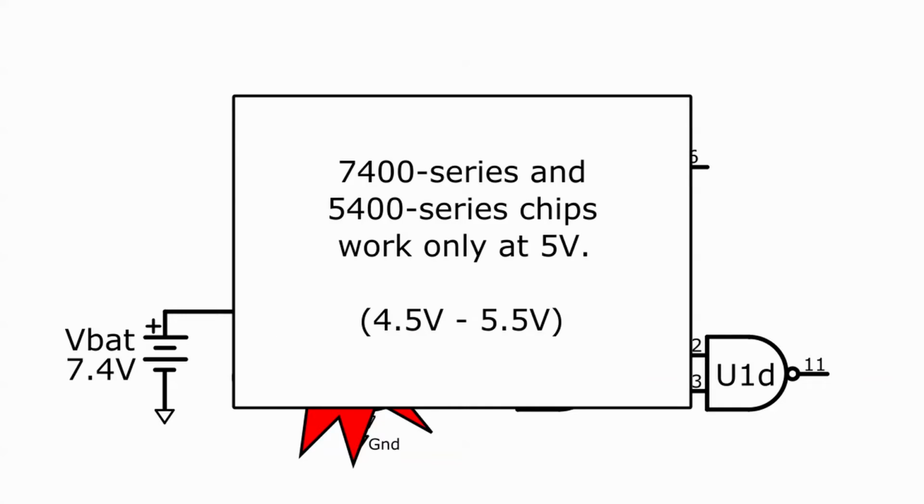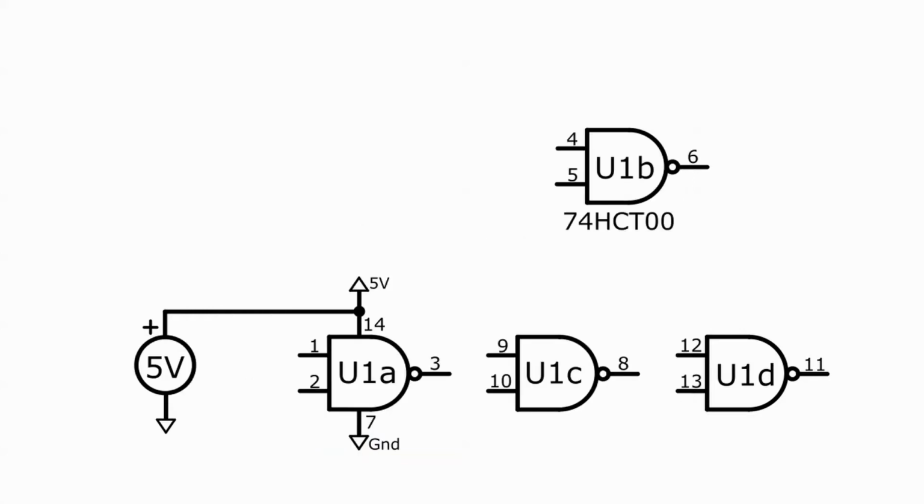There's a very tight restriction on the supply voltage for chips in the 7400 and 5400 series. The supply voltage must be 5 volts. There's a bit of leeway, say between 4.5 and 5.5 volts, but 7.4 volts will destroy the chip. I will therefore connect the breadboard to a desktop 5-volt power supply.